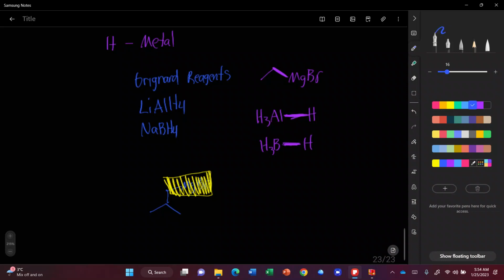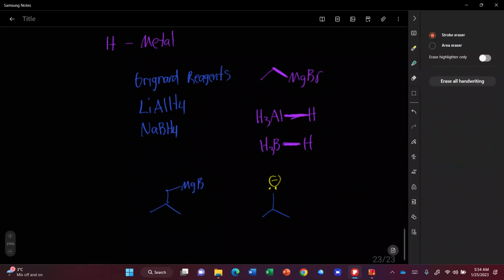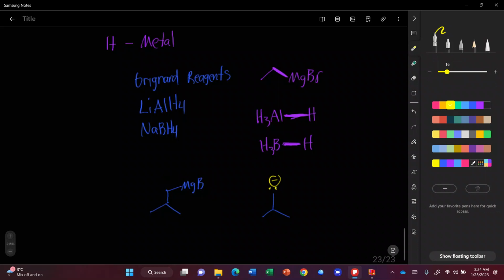And then instead, draw what you have, which is just this. And then where the box is, just put a lone pair and a negative charge. So what I mean by that is that this molecule and this molecule, the molecule on the left and the molecule on the right, are essentially going to behave the exact same way.